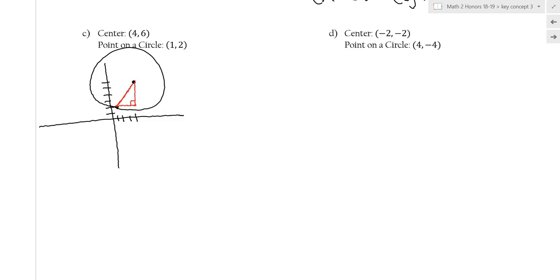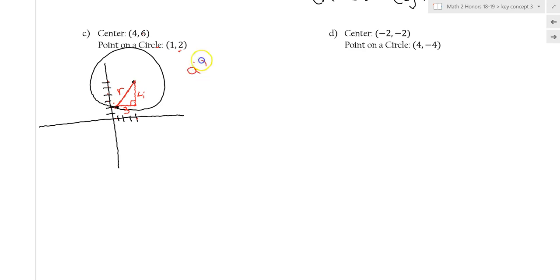Yay. Okay. Now, I do know some of these sides of this triangle. Here, I'm going from 1 to 4. Well, 1 plus 3 is 4. Here, I'm going from 2 to 6. Well, that's going to be 4. You could also count 1, 2, 3, 4 units up. Okay. So 3 and 4 are our sides there, and then I'm finding my r.